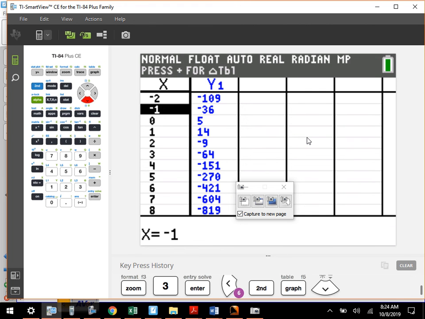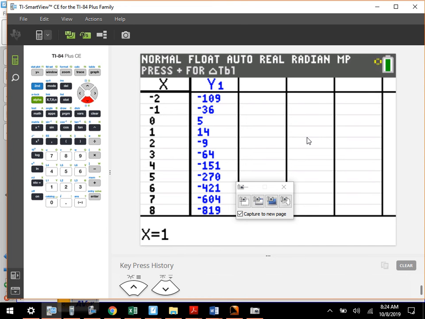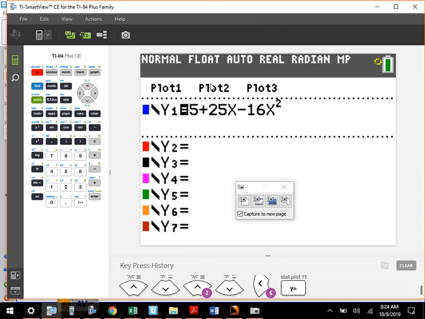So does anyone see the issue we have with our table? Yes, we can't see. We know that 4 is going to happen between -1 and 0, but we can't really see where our 4 is going to be for the height. So what we can do is go to the y equations again.